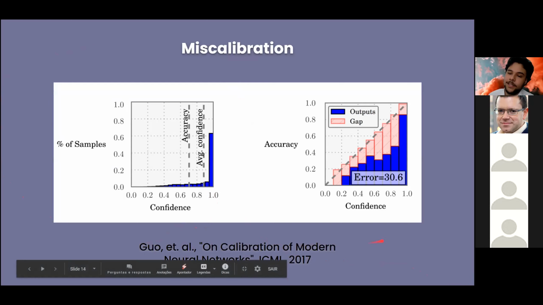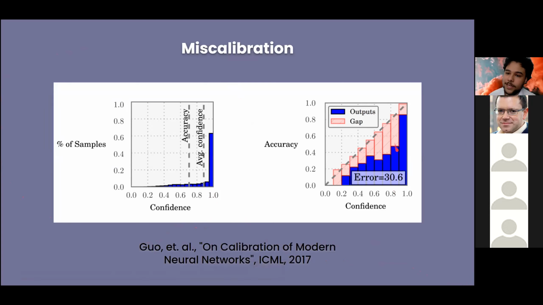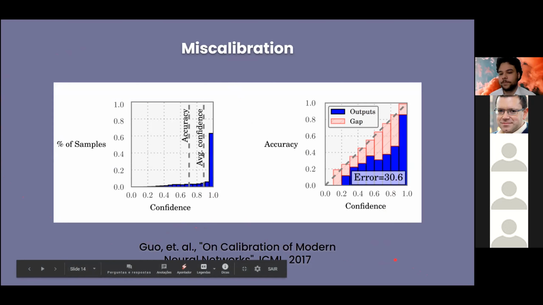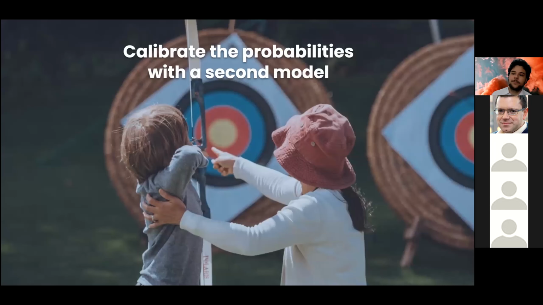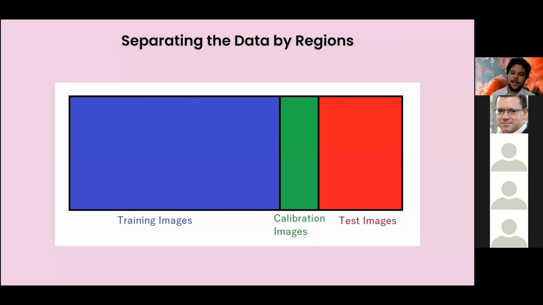And here we can see the confidence levels and the accuracy that the model actually achieves, versus the accuracy it was supposed to achieve at that confidence level. We can see there's a big gap. So our idea to fix this and get reasonable confidence levels is to have a second model. This model is based on the predictions of the first model, and it corrects the probabilities to give us the right probabilities.